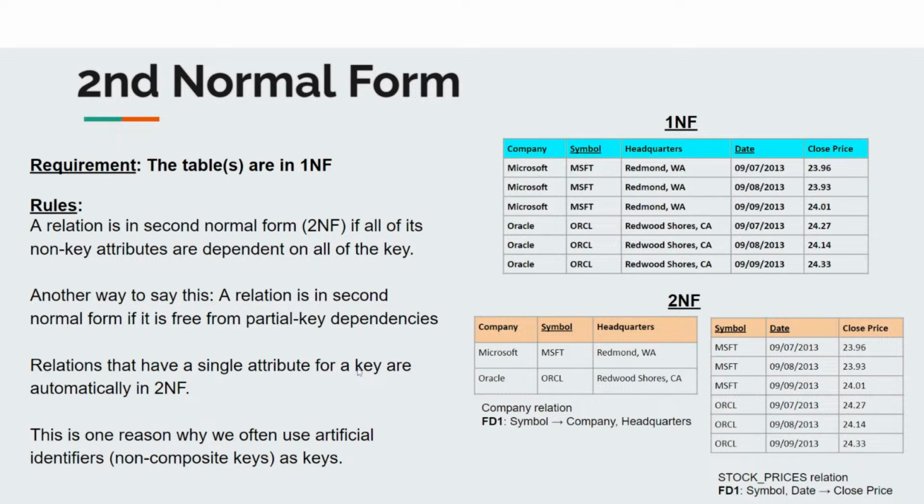Relationships that have a single attribute for a key are automatically in second normal form.